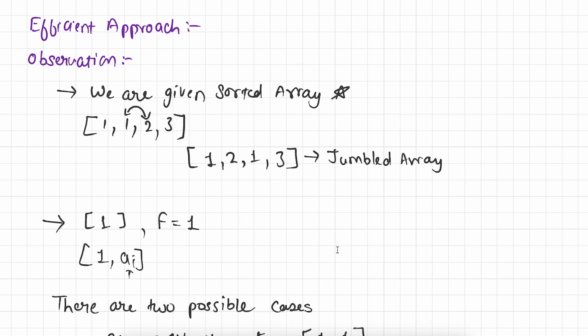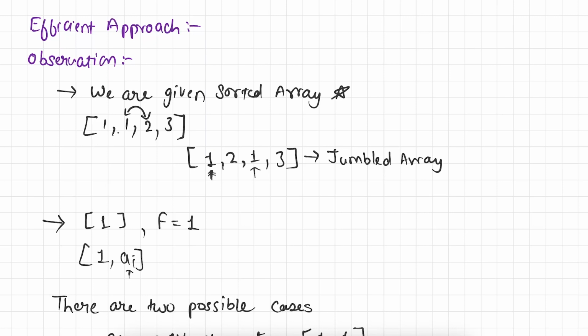But before we move on to the solution, let's do some observations. The first observation is we are given a sorted array, and this point is really important. Why have we been given a sorted array? What if we had got a jumbled array like this? Then counting the frequencies of each element becomes really difficult because one number appears here and one number appears here. I have to run a loop for each element to count the frequencies of each number.